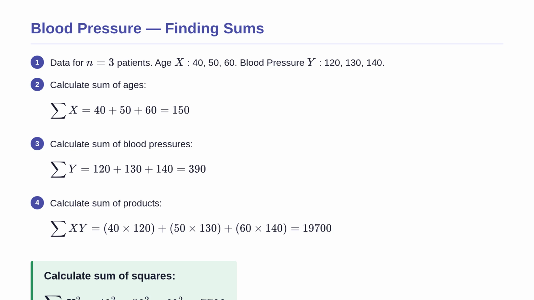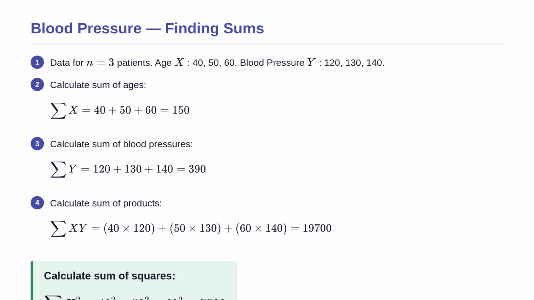Patient 1 is 40 years old with a pressure of 120. Patient 2 is 50 with a pressure of 130. Patient 3 is 60 with a pressure of 140. We want to predict the pressure for a new 70-year-old patient.